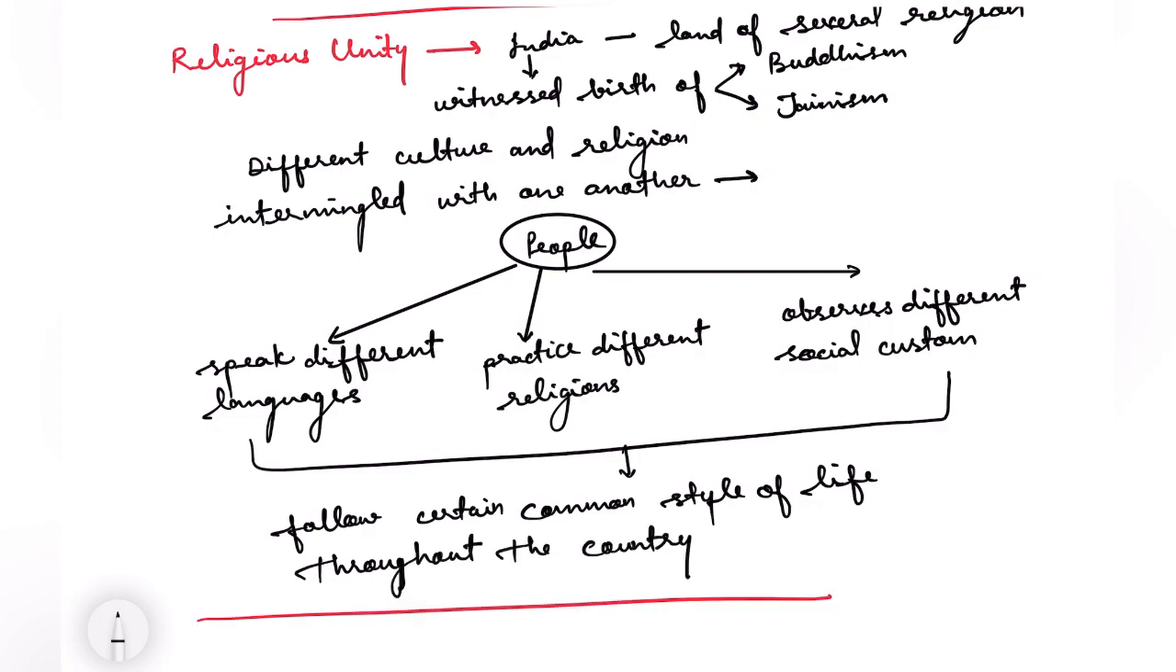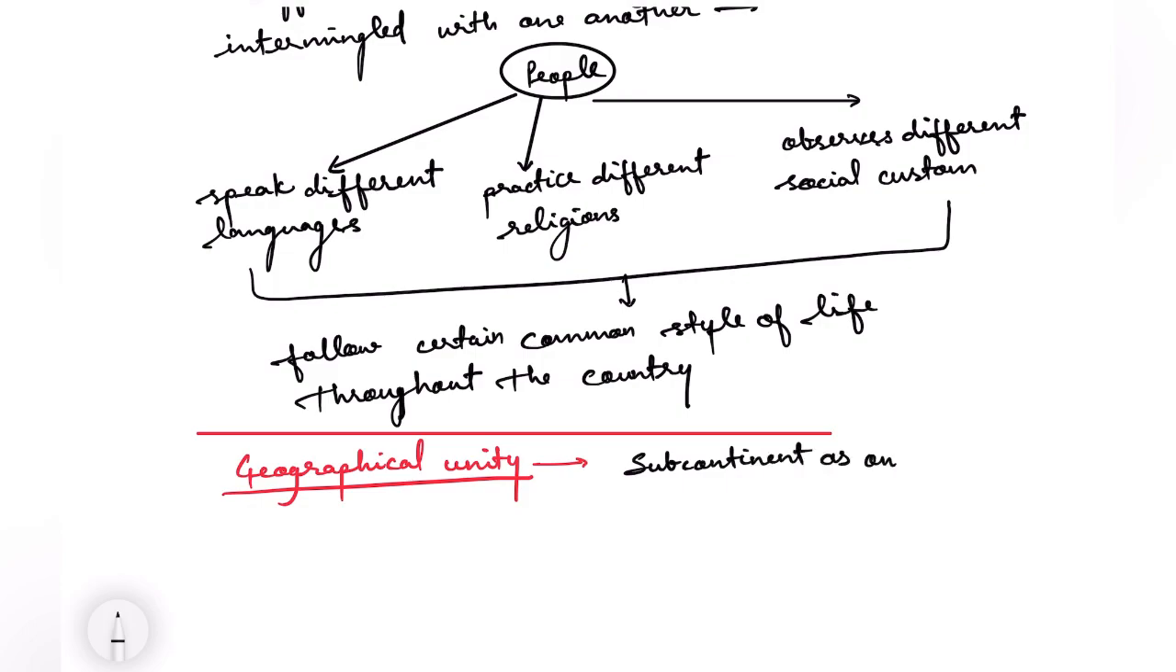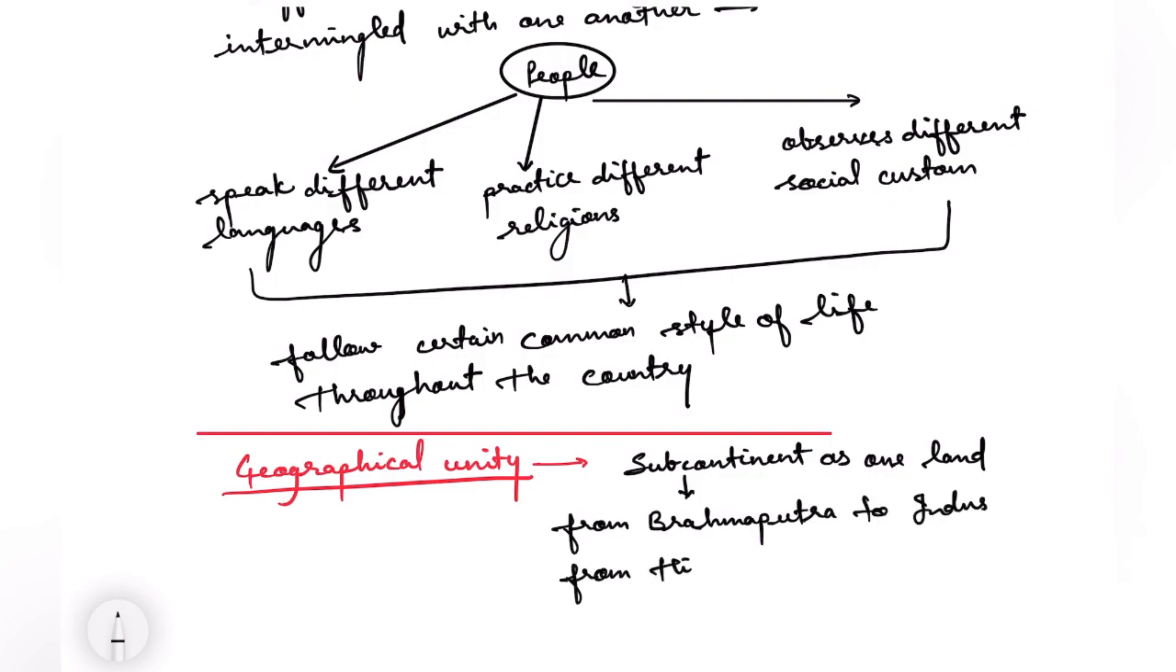And after this, we are going to talk about the geographical unity. So we can see geographically, India is a very diverse country, like plains, mountains, then plateaus and desert. Everything is there. So diversity is there in the geographical term as well, but as a whole, India was seen as one land, a subcontinent, extending from Himalayas to Cape Comorin and Brahmaputra to Indus, was seen as one land by the ancient historians, writers, poets, philosophers.